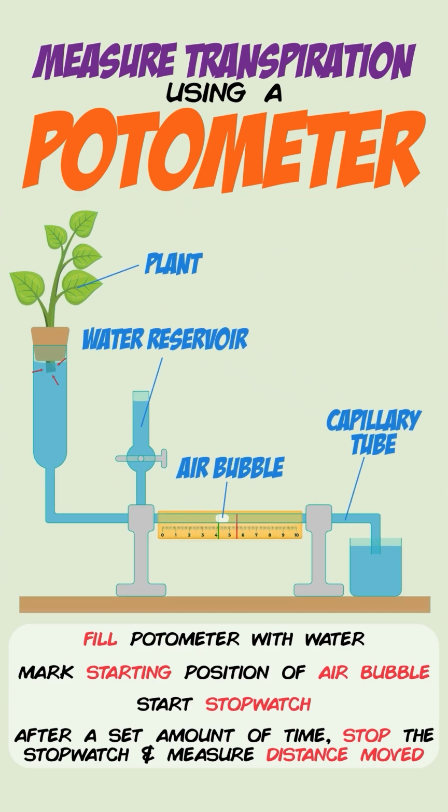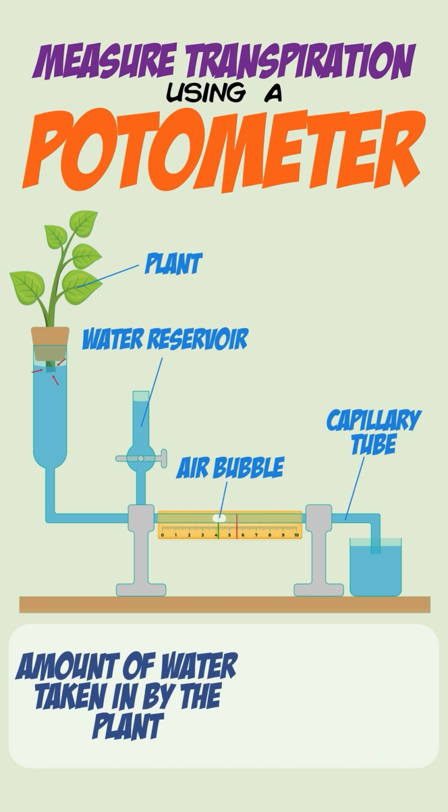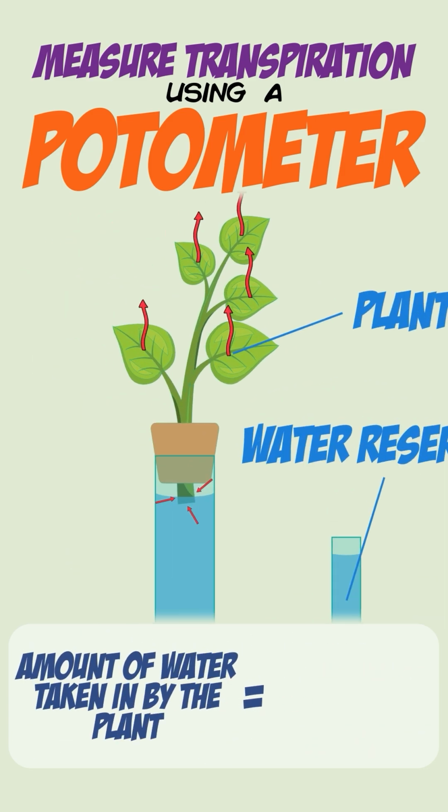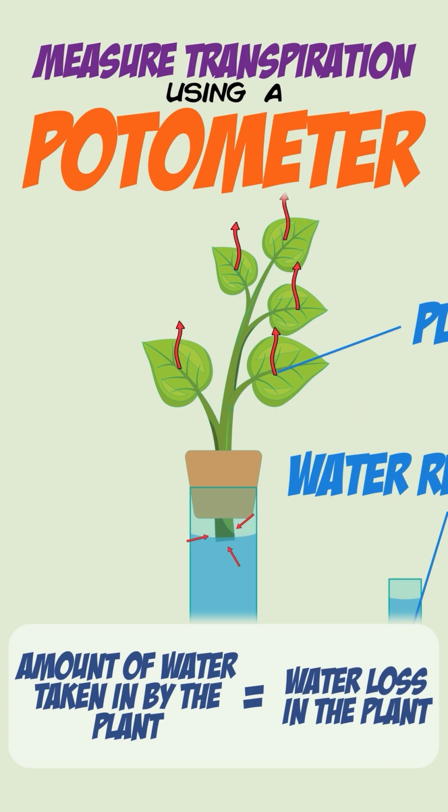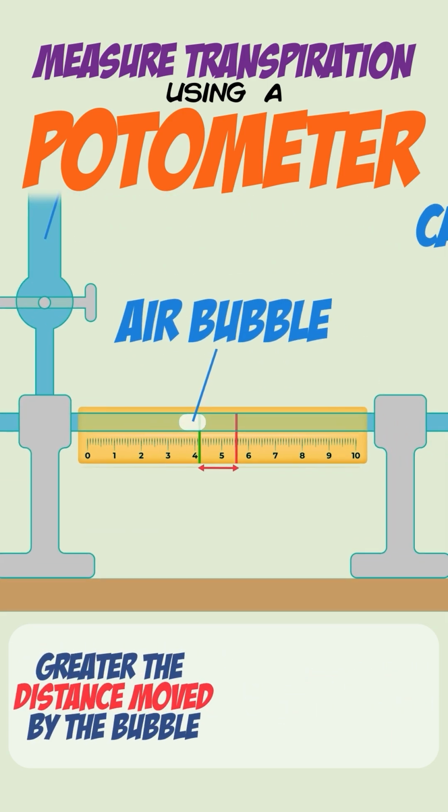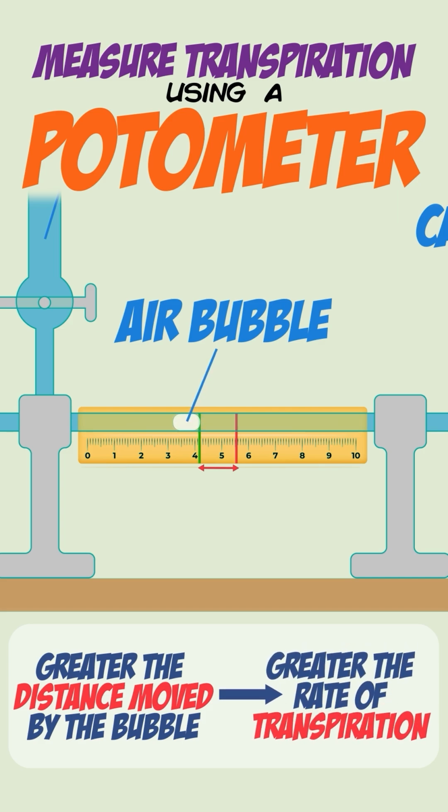This will give you an estimate of the rate of transpiration, as you can assume that the amount of water taken in by the plant is the same as the water lost in the leaves. So that means the greater the distance that the air bubble moves in a period of time, the faster the rate of transpiration.